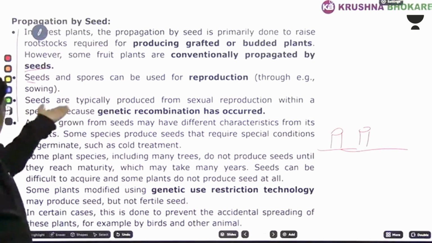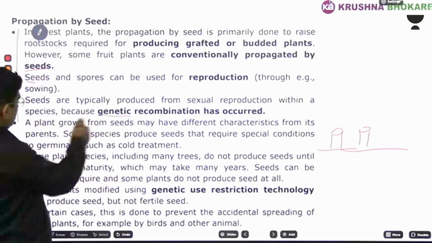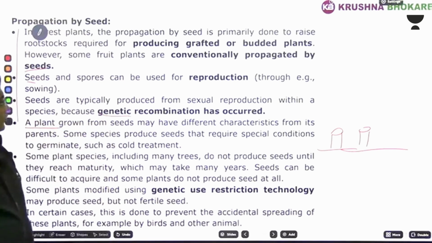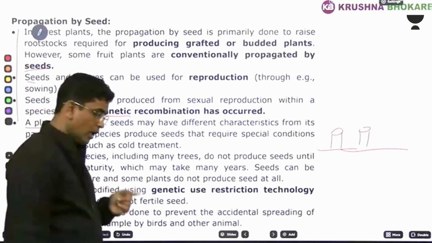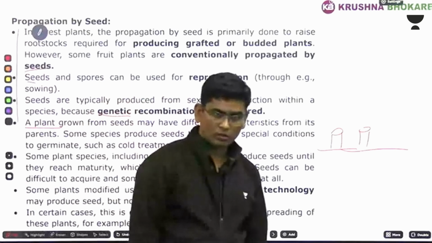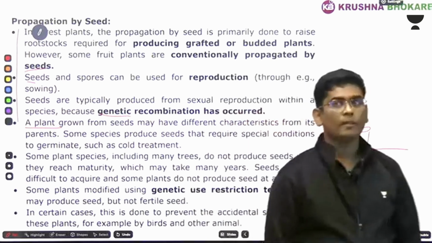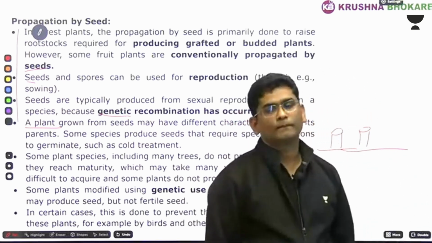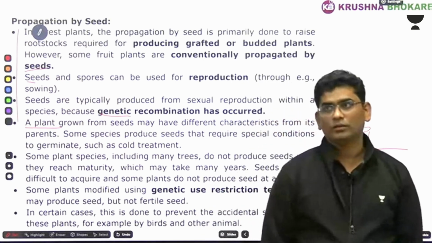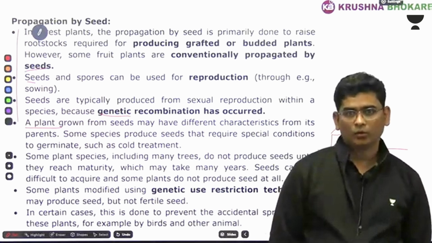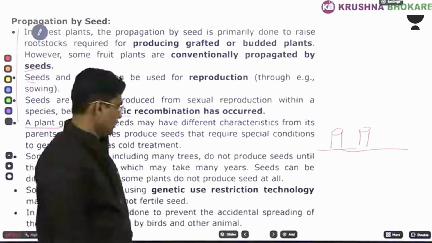For example, sowing. Seeds are typically produced from sexual reproduction within a species, because genetic recombination has occurred. So a plant grown from seed may have different characteristics from its parent because of recombination. So recombination happens in which cell cycle, Ramu? Mitosis or meiosis? Meiosis. Which stage? Pachytene stage of prophase or metaphase? Prophase. Correct. Pachytene stage, crossing over.